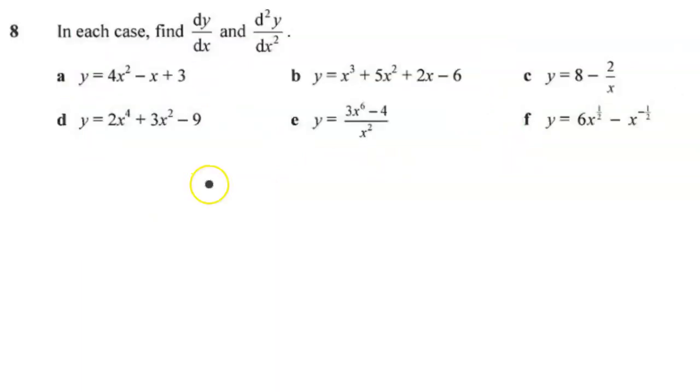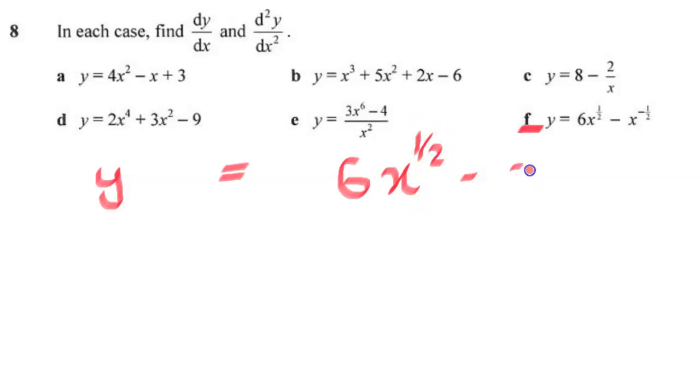Okay, let's have a look at question number 8 now. It's asking you to find the first differential and the second differential, d square y over dx square. So let's have a look at question F. Let's say we've got y equals 6x to the half minus x to the minus half.